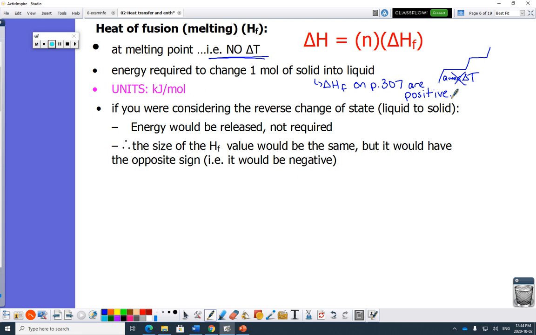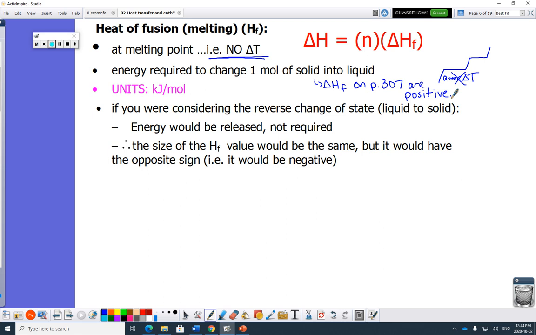Because of the law that energy can't be created or destroyed, if you're going to go the other way, so you're going to change a liquid into a solid, you're going to freeze it, then you would have the same value. The amount of energy would be the same because we're going to follow the laws of thermodynamics, but the sign would be negative because now your energy would be released.